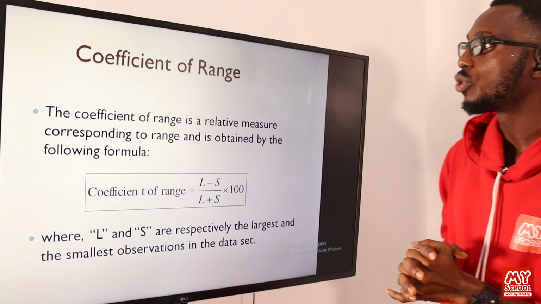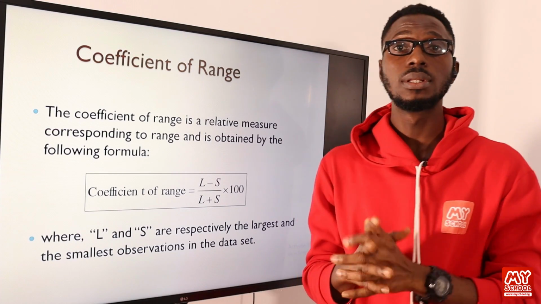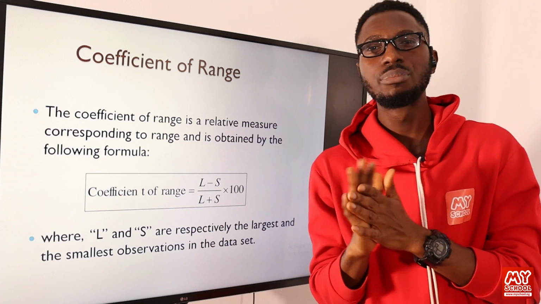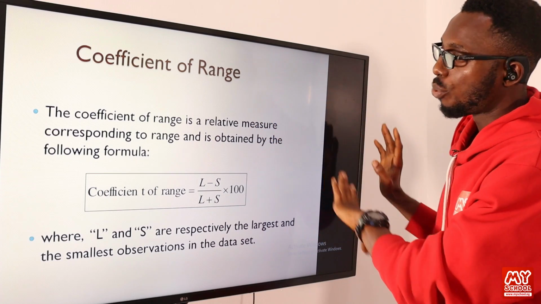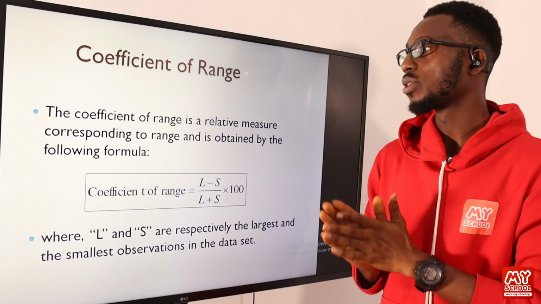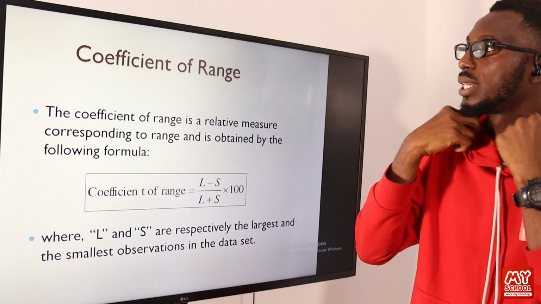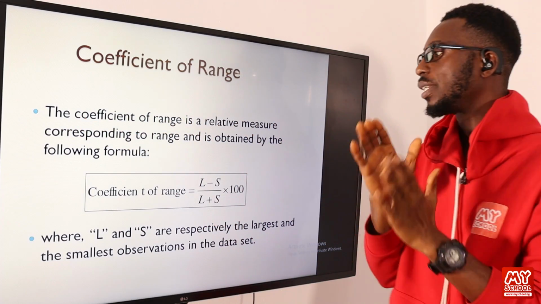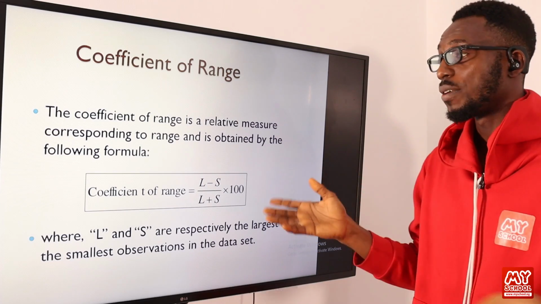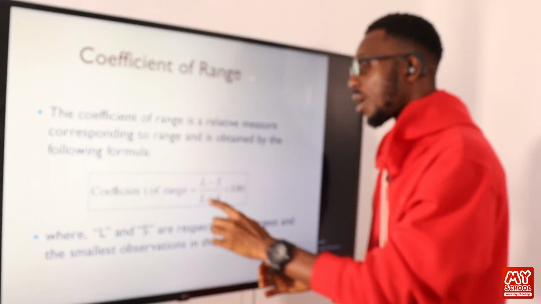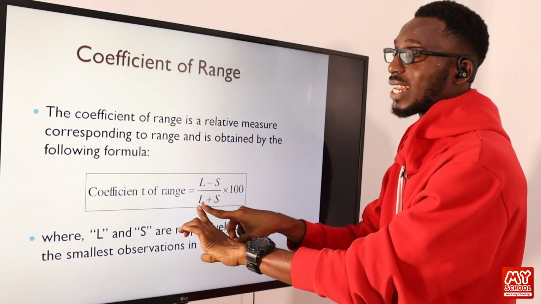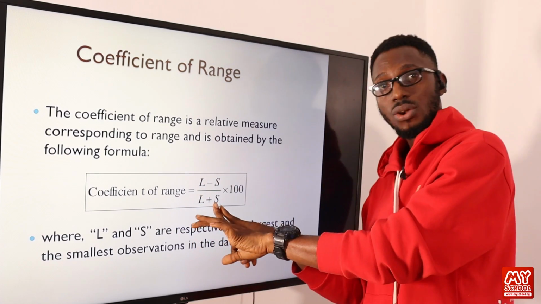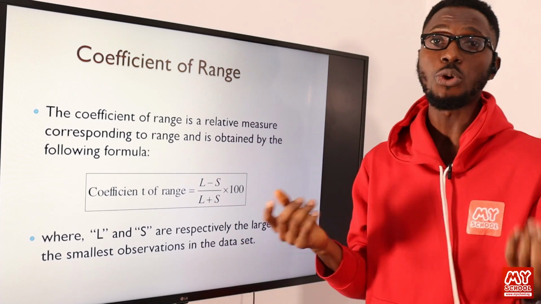Okay, so we've mentioned the absolutes. We are done with absolutes. Then we want to consider some coefficient, or the relative measure of dispersion. The first one is the coefficient of range. The coefficient of range is a relative measure corresponding to range, and it's obtained by using the following formula. It's very easy. Once you have found your range, the largest value minus the lowest value, it will now be your largest value plus your lowest value, times 100. That's your coefficient of range.